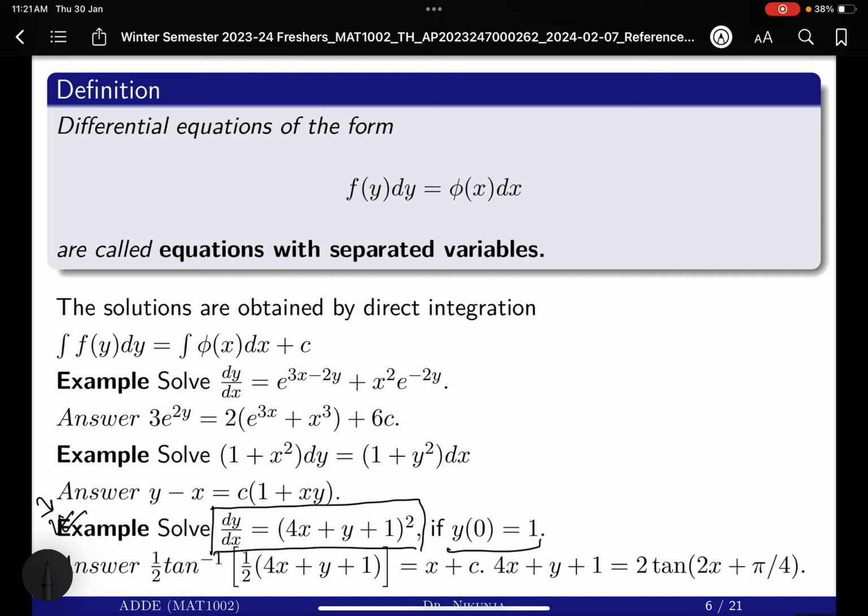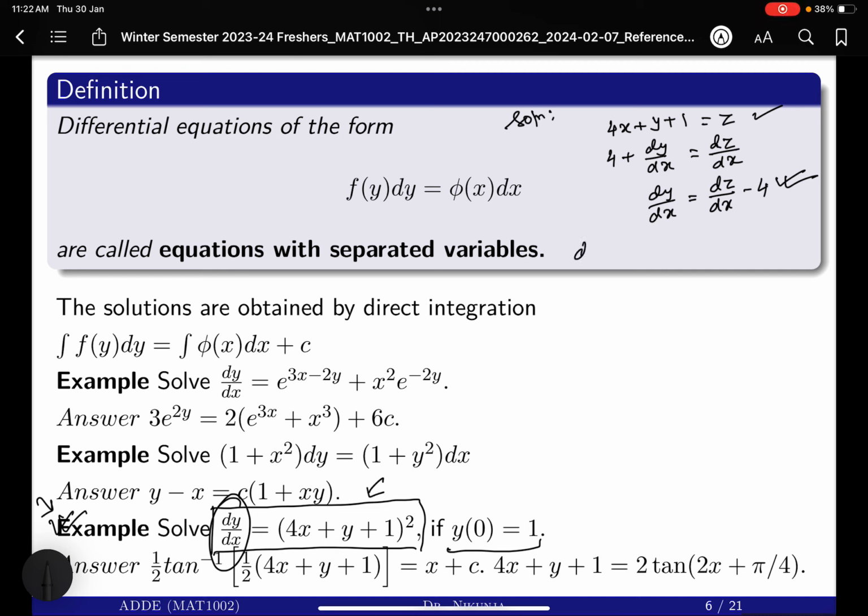In this type of question you cannot directly apply the separable variable technique, so you need to do one substitution first. Suppose 4x plus y plus 1 is equal to z. Your target is to get dy/dx, so we take the derivative with respect to x: 4 plus dy/dx is equal to dz/dx. From here dy/dx can be written as dz/dx minus 4. Now you can substitute this quantity in the equation.